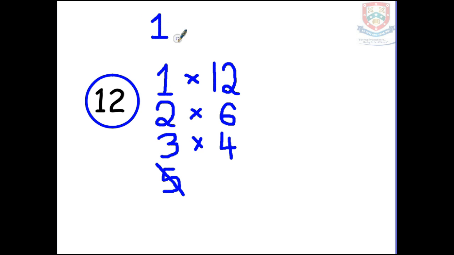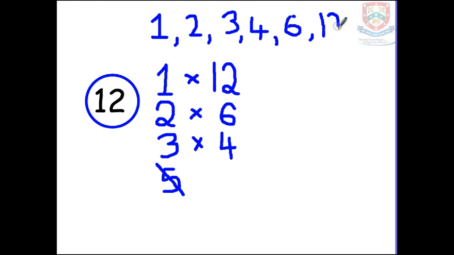Now we've got all of our factors, we can list them in order to make things easier for ourselves later on. So moving up through the list in order, we have 1, 2, 3, 4, 6, and finally 12. This is how you list the factors of a number.